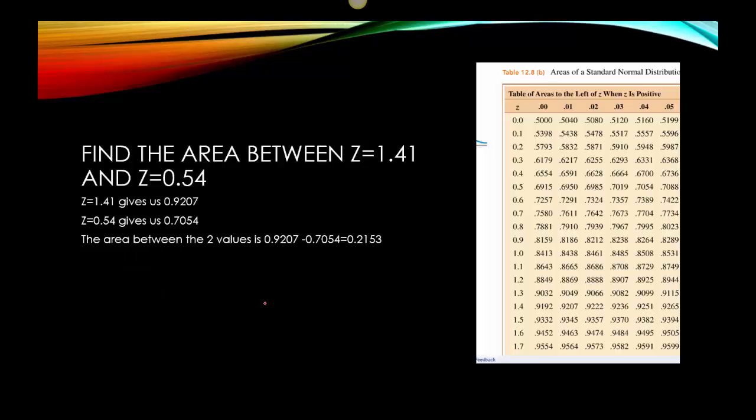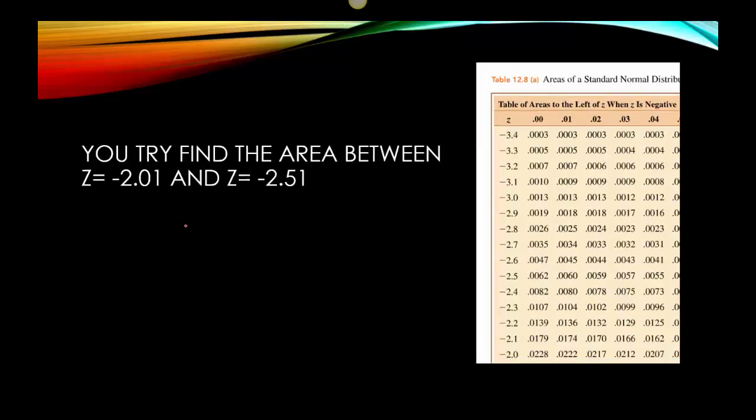All right, so let's try again. Let's go between 1.41 and 0.54. So 1.41 right here is 0.9207. 0.54, a little bit farther up on our chart, gave me 0.7054. As always, put the big number first, 0.9207, subtract 0.7054, I get 0.2153.